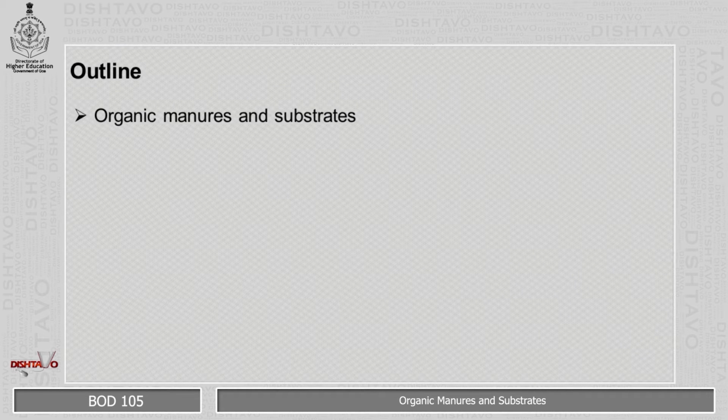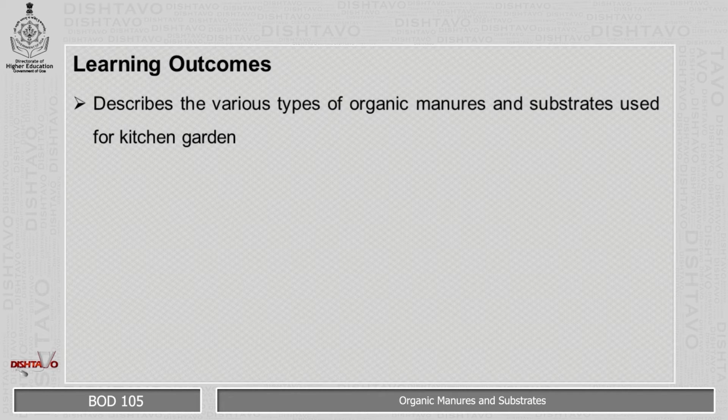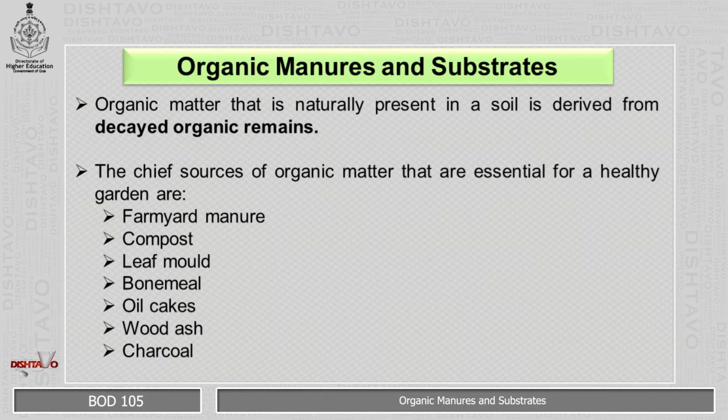In this module, we will be learning about the organic manures and substrate used for kitchen gardening. Learning outcomes. At the end of this module, the students will be able to describe the various types of organic manures and substrates used for kitchen garden. Now let us begin with the topic organic manures and substrates.